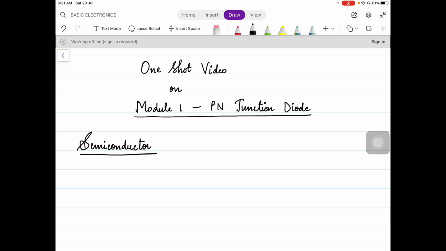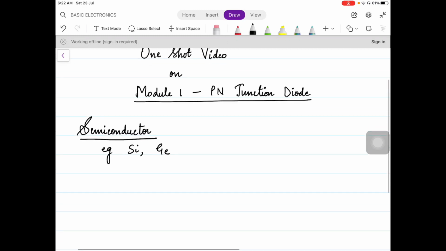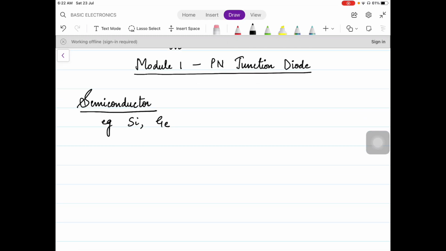The most popular semiconductors that you have studied are silicon and germanium. And if we want to tell which one we will prefer the most, then we will prefer silicon the most. That means out of silicon and germanium, we are going to prefer silicon. The first and foremost important reason is that silicon has less leakage current than that of germanium.